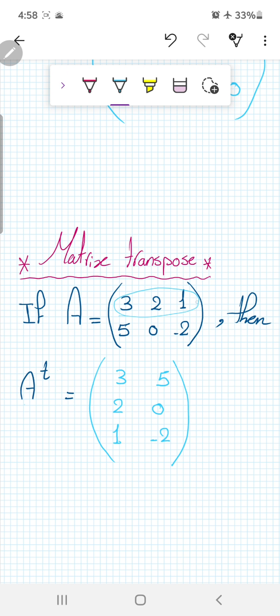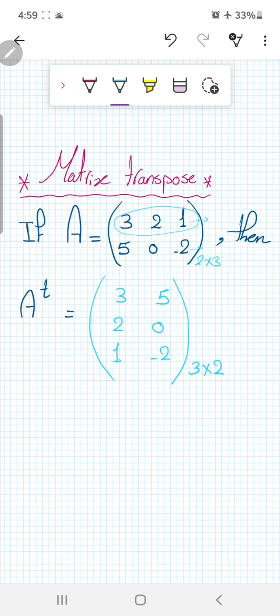Okay. Here in the matrix A, the order of matrix A is 2 times 3. And the order of A transpose is 3 times 2. So the order here will be changed.